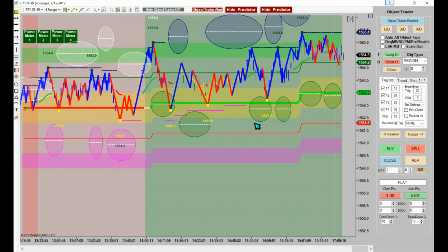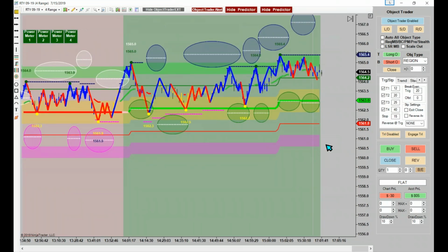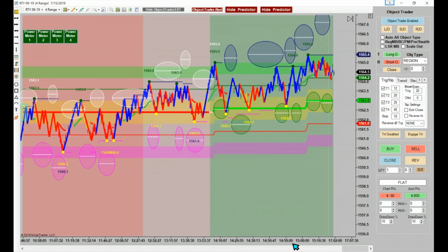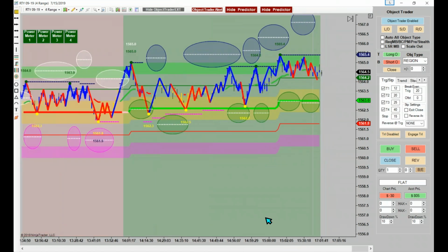Because I trust these predictors pretty well. Okay, I hope this helped everybody out. You know, will you hit on every single trade? No.